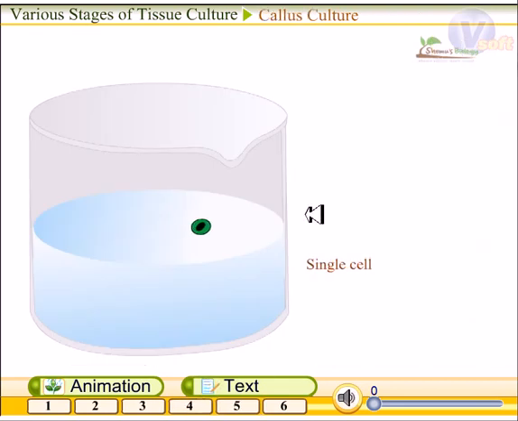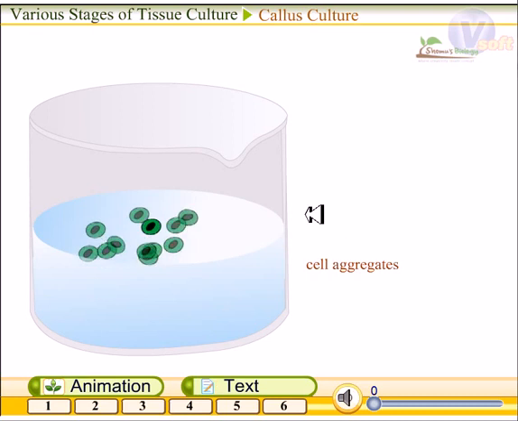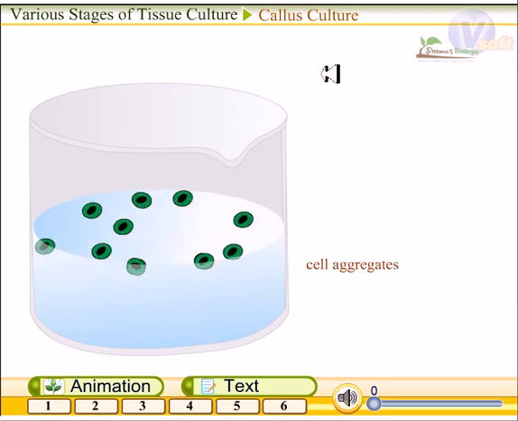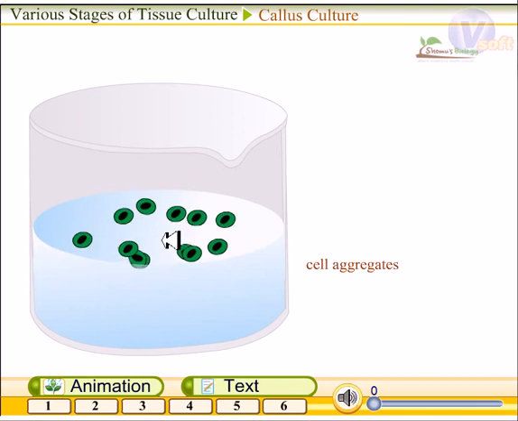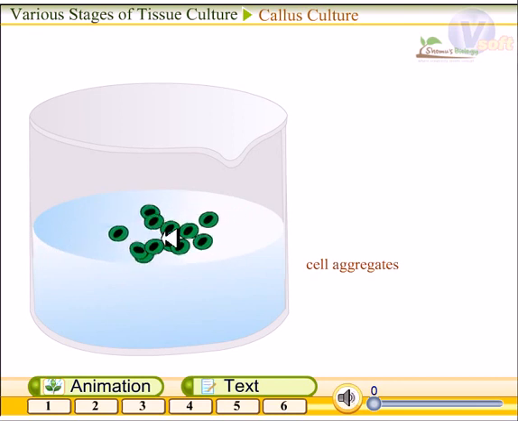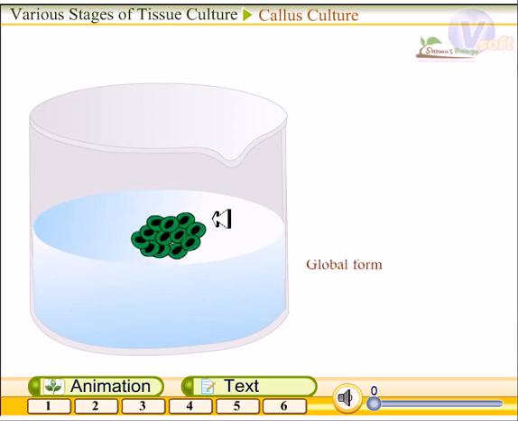Okay, now we will be seeing the callus culture. Now in this callus culture, you must separate and take a small part of the meristematic tissue and you embed them in the solid medium, and the cell is dividing rapidly and will produce a cluster of cell aggregates here. This cell cluster is totipotent, that means they can give rise to the whole plant.